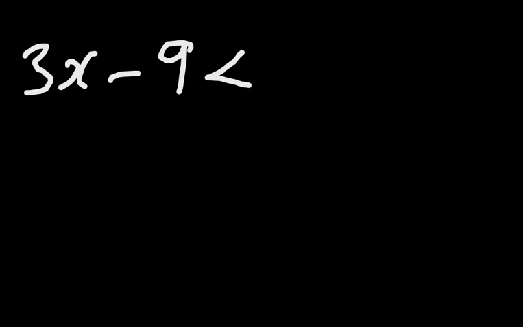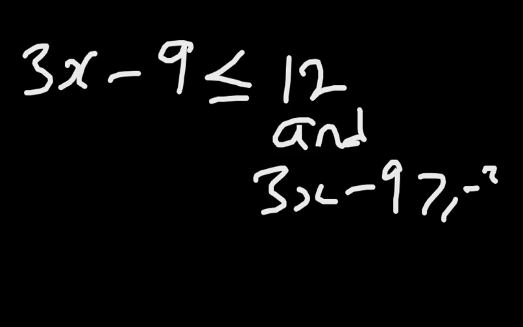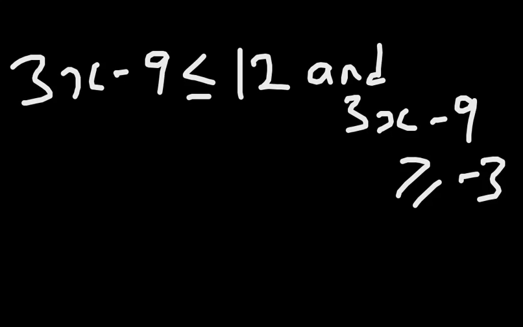You can have something like this: 3x minus 9 less than or equal to 12, and 3x minus 9 greater than or equal to minus 3. These are two inequalities, so let me write that clearly on the board. What we're going to do is solve these two independently, then combine their answers at the end.